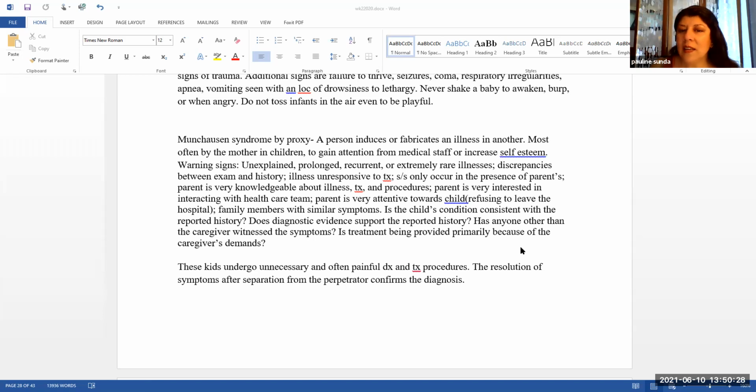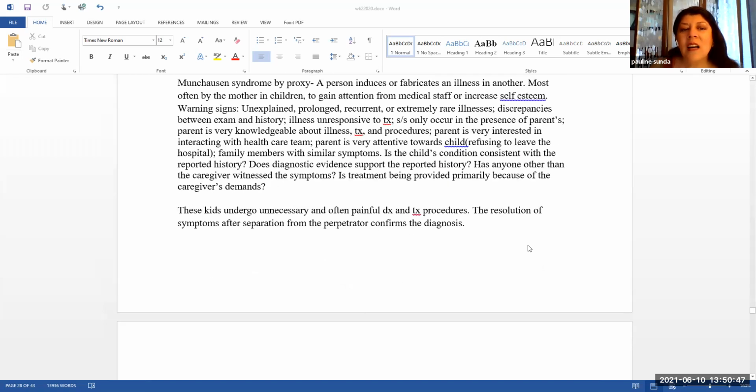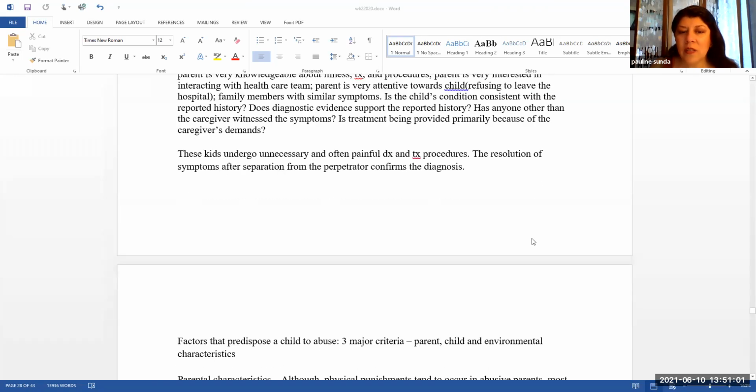And then you want to look at, is the child's condition consistent with the reported history? Do diagnostic evidence support the reported history? Has anyone other than the caregiver witnessed the symptoms? Is treatment being provided primarily because of the caregiver's demands? Sadly, these kids undergo unnecessary and often painful diagnostic tests and procedures and therapies. The resolution of the symptoms after separation from the perpetrator can confirm the diagnosis.